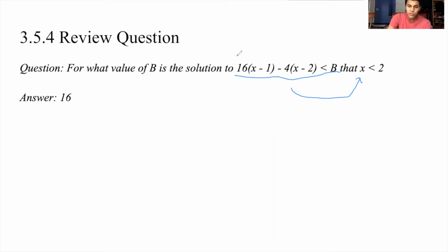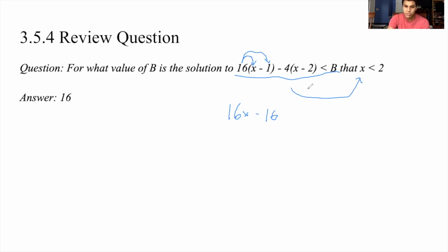So I need to get rid of all my parentheses, because that's always your first step in simplification. So what I do is I multiply 16 by x and subtract 16 times 1, using the distributive property to get rid of this parentheses here. So we're going to do that one first. 16 times x is 16x minus 16 times 1, which is 16. All right, so this simplifies to 16x minus 16.